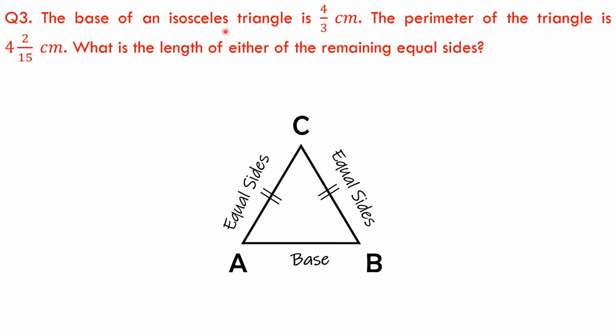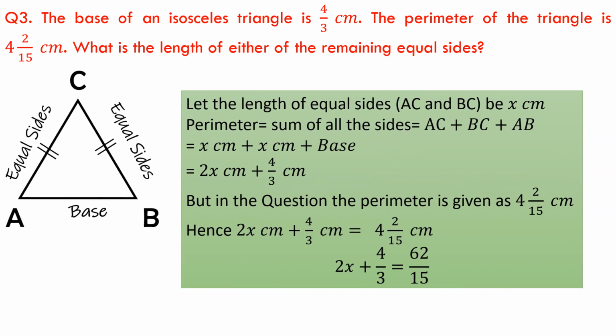The base of an isosceles triangle is 4 by 3 cm. The perimeter of the triangle is 4, 2 by 15 cm. What is the length of either of the remaining equal sides? Let the isosceles triangle be ABC. We know that an isosceles triangle is the one where two sides are equal to each other. Hence, here AC and BC are equal. Let the length of equal sides be x centimeter.